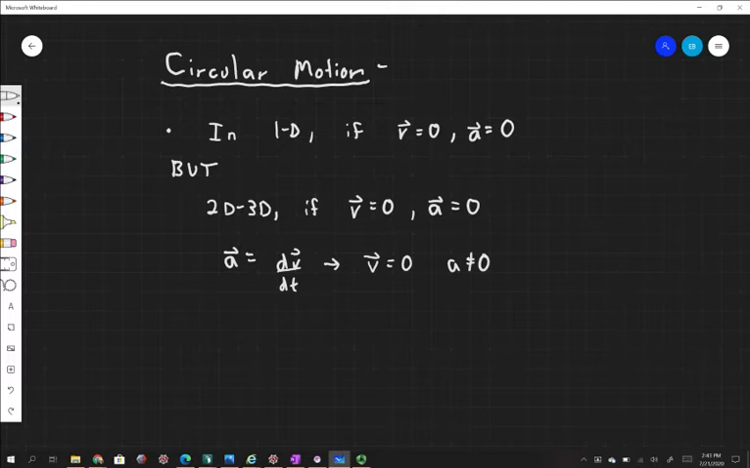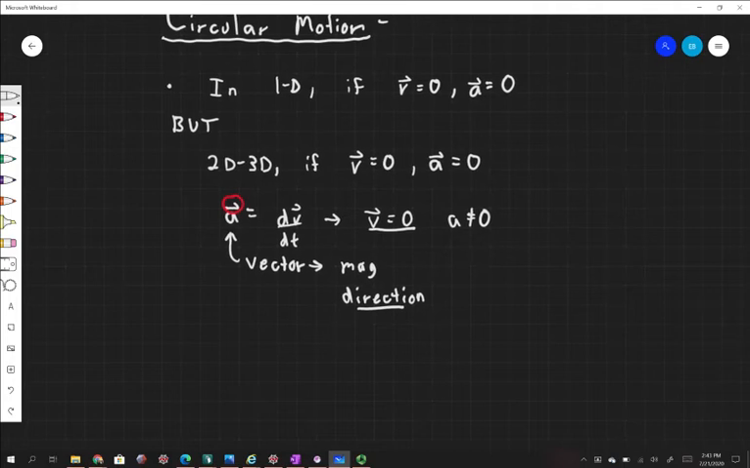It's all about this little arrow right here. That means that we are working with a vector. Vectors have magnitude and direction, and the direction can be changing. So even if the velocity is equal to 0, if the direction of that velocity changes, then it has some acceleration. And objects moving in circles, they are constantly changing direction.